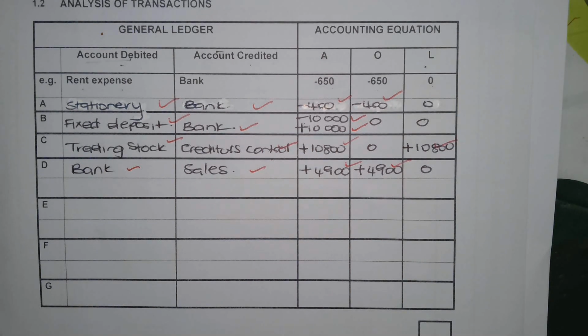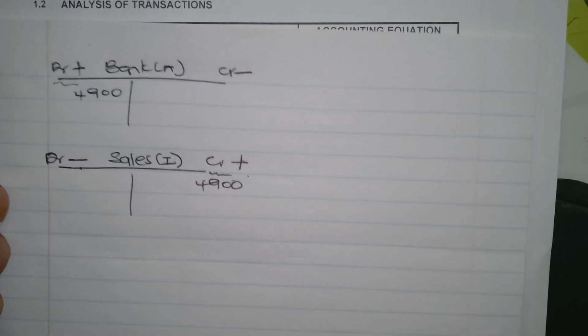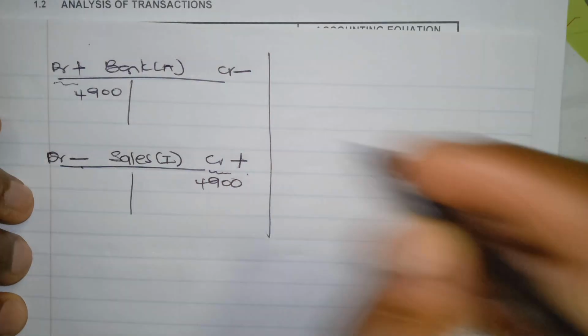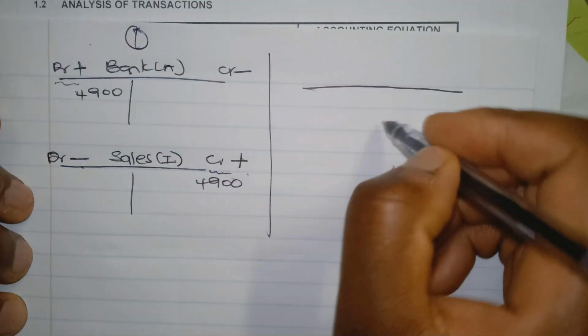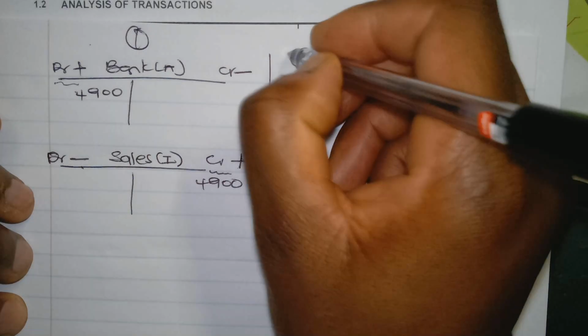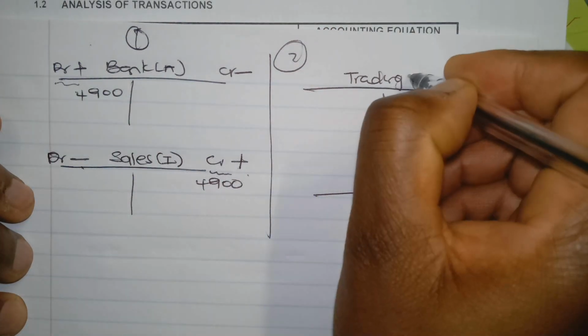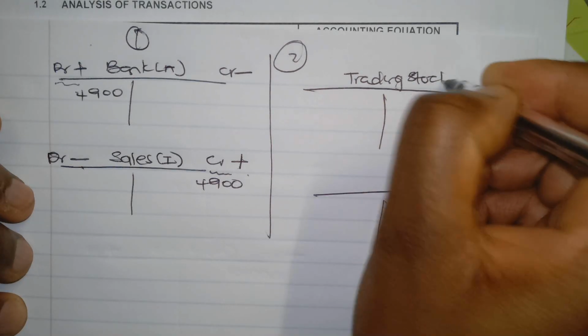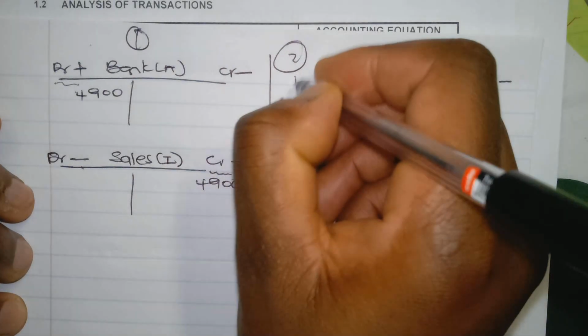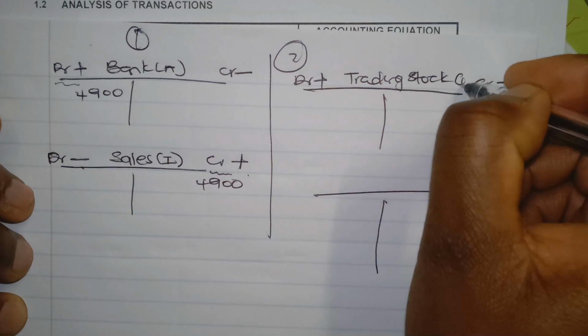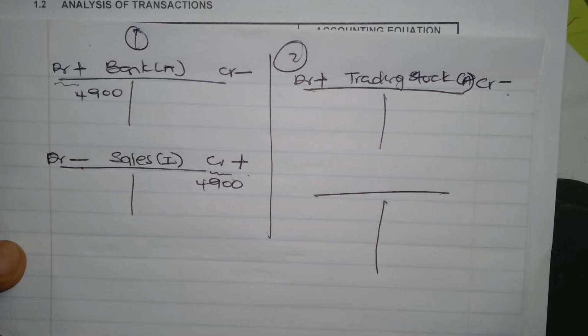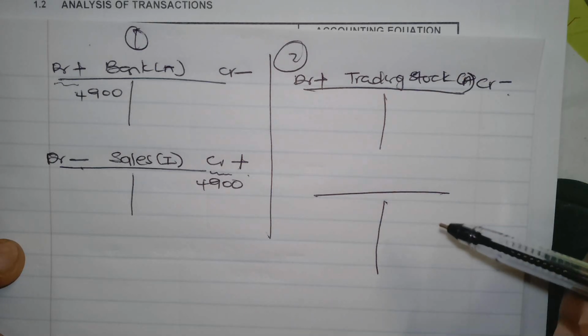Now, trading stock was affected. Do you understand? Trading stock was affected. So here, the other part of it, this is part one of it. The part two of it is that trading stock was affected. So we will start with saying trading stock. Trading stock is an asset, increases under debit and decreases under credit. Right. So trading stock is affected.